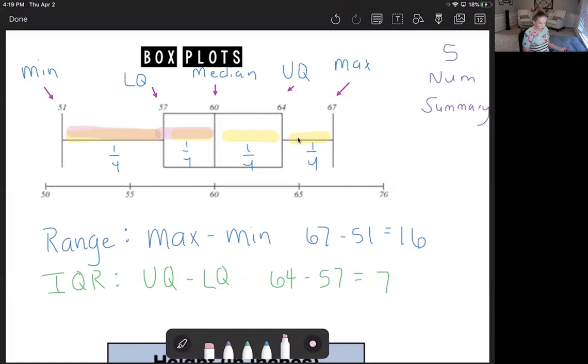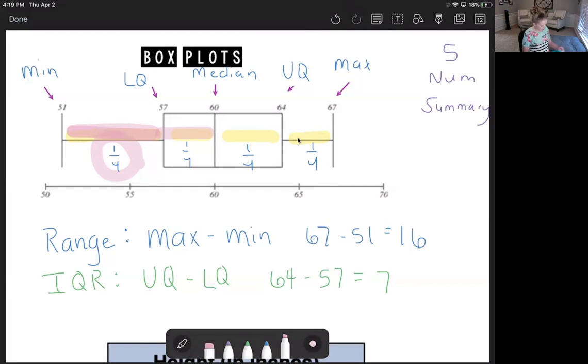And you also need to know the word dispersed. You saw that in one of your lessons, and some of you had questions. Dispersed means spread out. So on this one, the first fourth right here is more spread out than the other ones. So it's more dispersed. It just means spread out. Okay, and that's the last part for box plots.